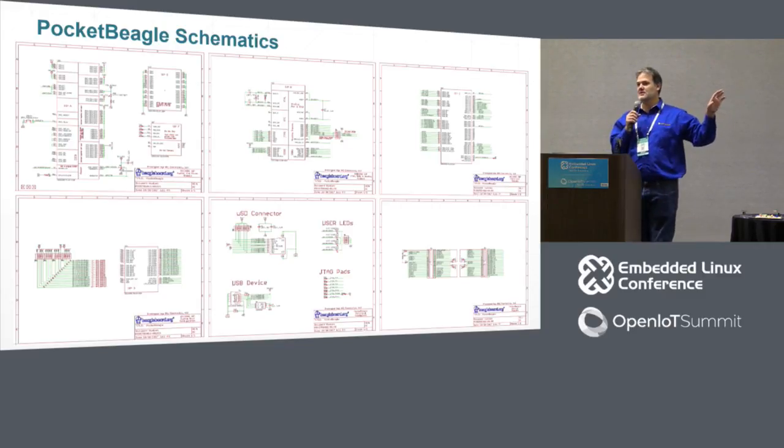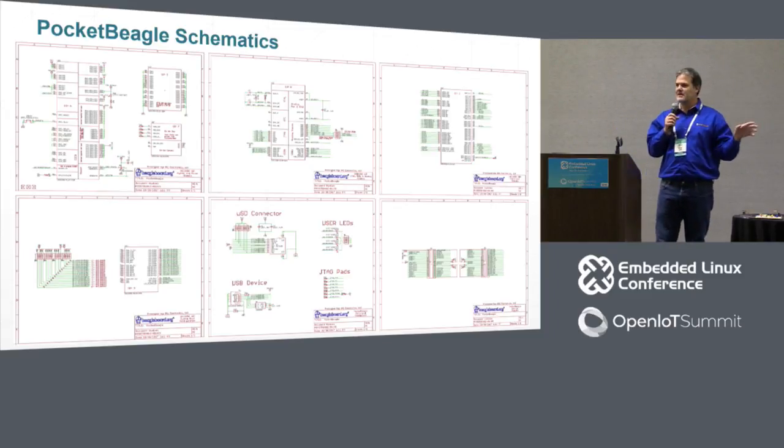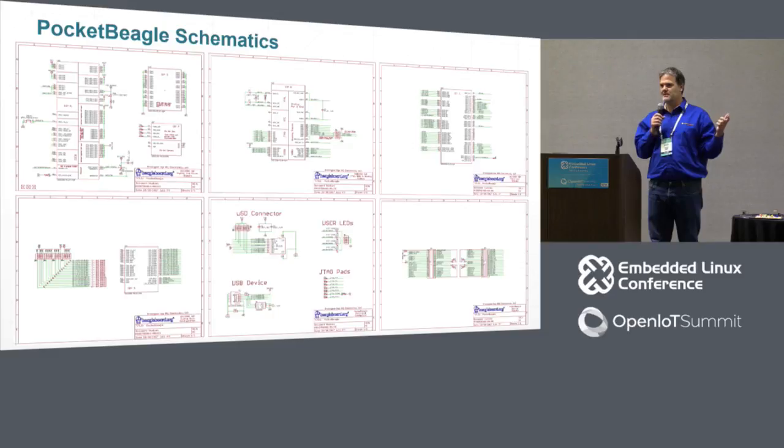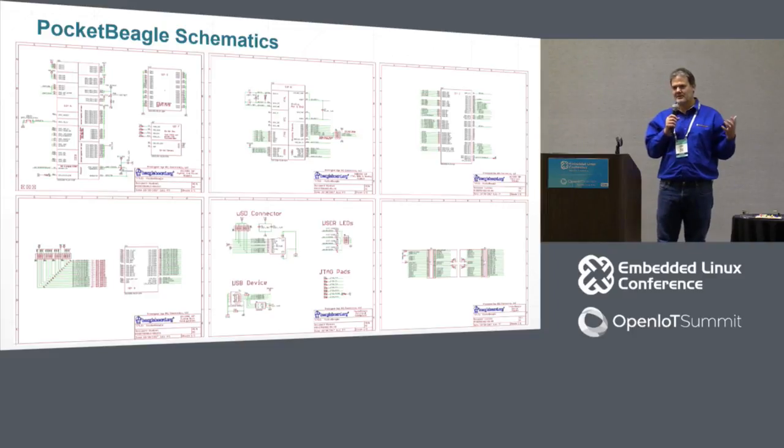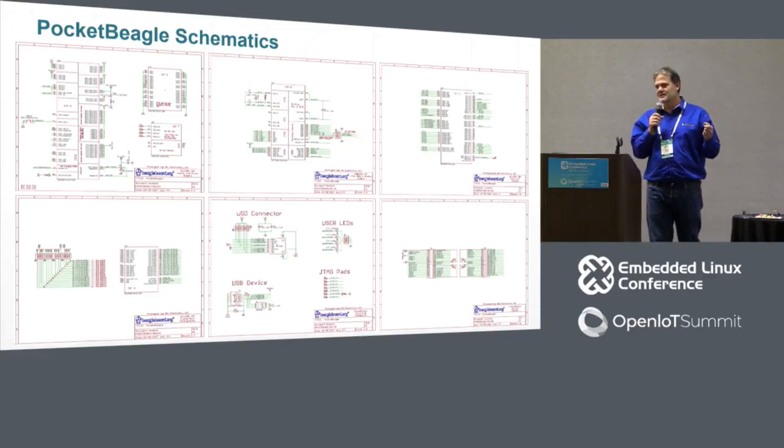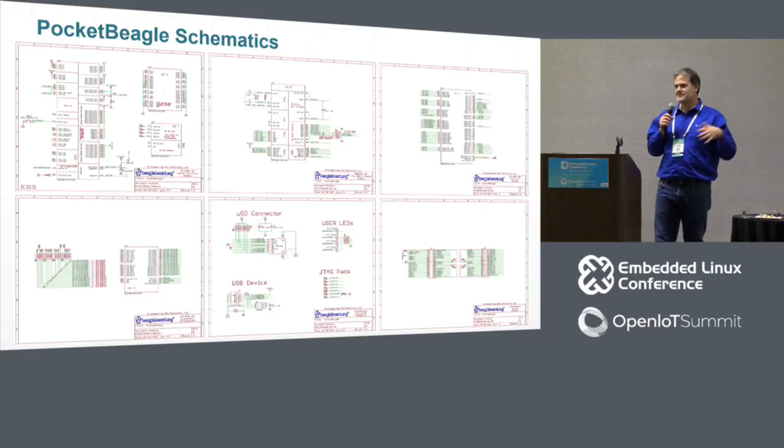For Beagle, not for Octavo Systems, we have a multi-core A15 with the BeagleBoard X15. That's readily available today. I know last time, people were walking in the door asking, where's the X15s? Why can't I get one? You can get them now. We solved all the supply chain stuff around that, so they're now readily available.